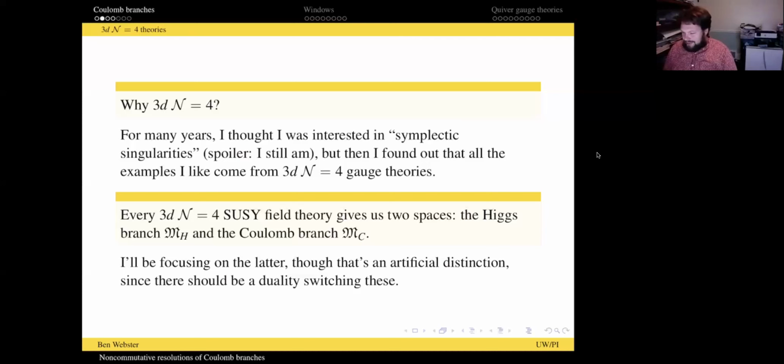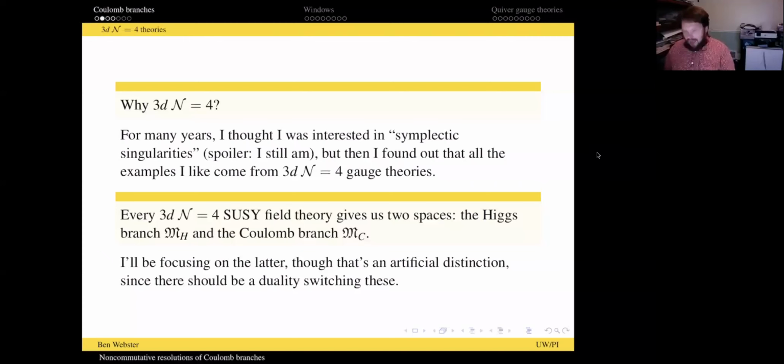The reason I had encountered that idea at all is I started out interested in symplectic singularities, and interesting symplectic algebraic varieties. The most famous example of such a thing being the nilcone. There are lots of other interesting symplectic algebraic varieties whose singularities are somehow encoding something interesting about representation theory. And then eventually I learned that all the examples that I care about come from 3D n=4 gauge theories. Probably should have said field theories, because there are some that aren't gauge theories.